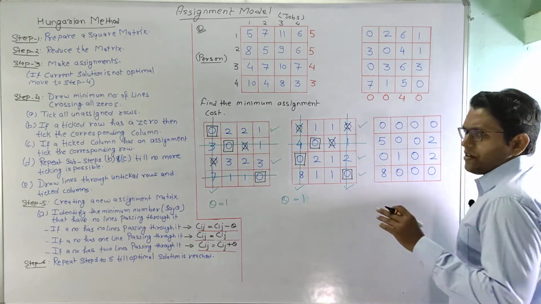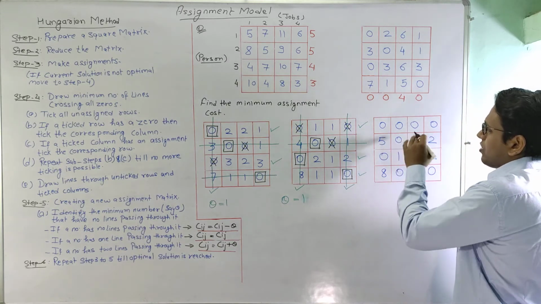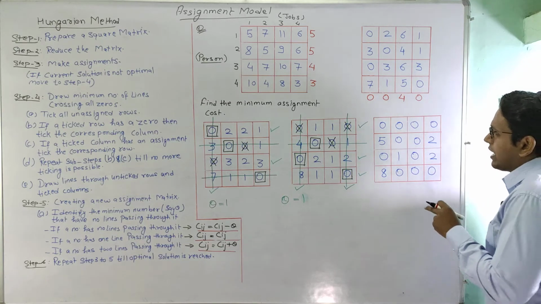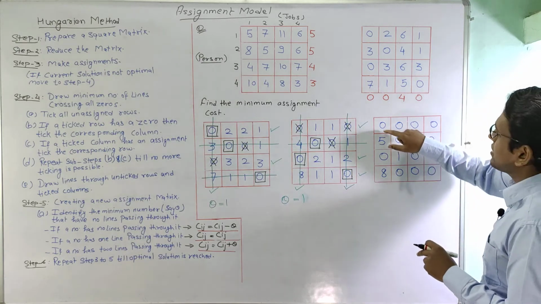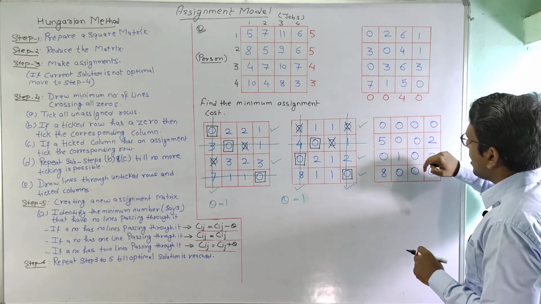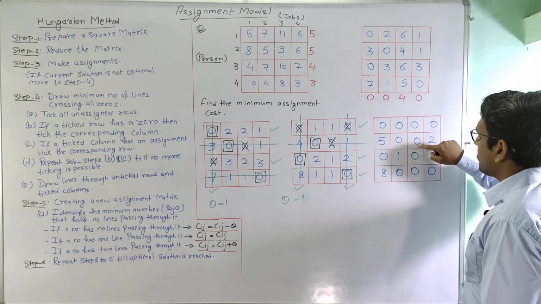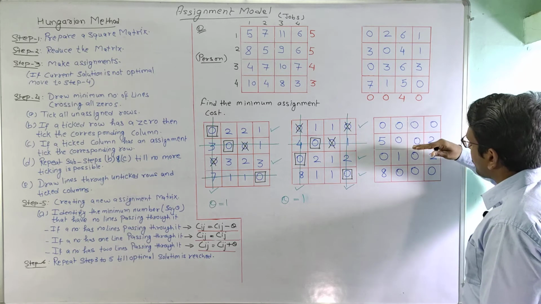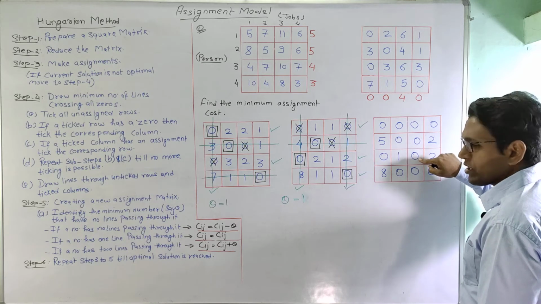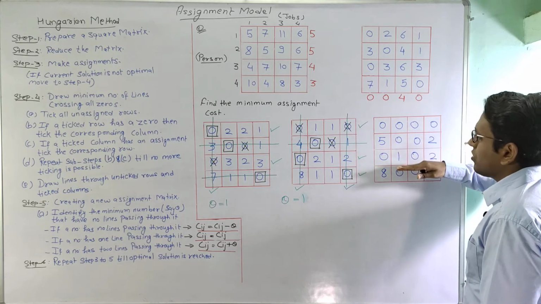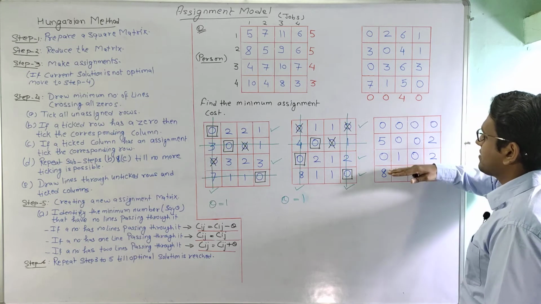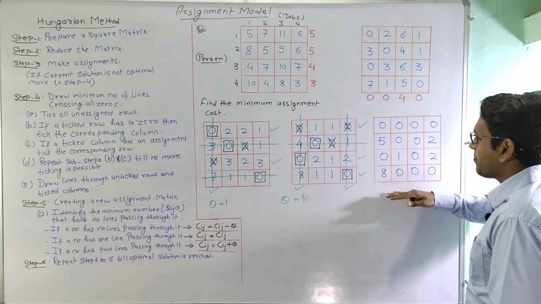Let us see, we again will start with row wise assignment and then we will move column wise. For row 1 there is more than 1 zero, so we will skip this row. Similarly row 2 is also having more than 1 zero, so we will skip row 2. Row 3 is also having more than 1 zero, so we will skip row 3, and row 4 is also having more than 1 zero, so we will skip row 4.